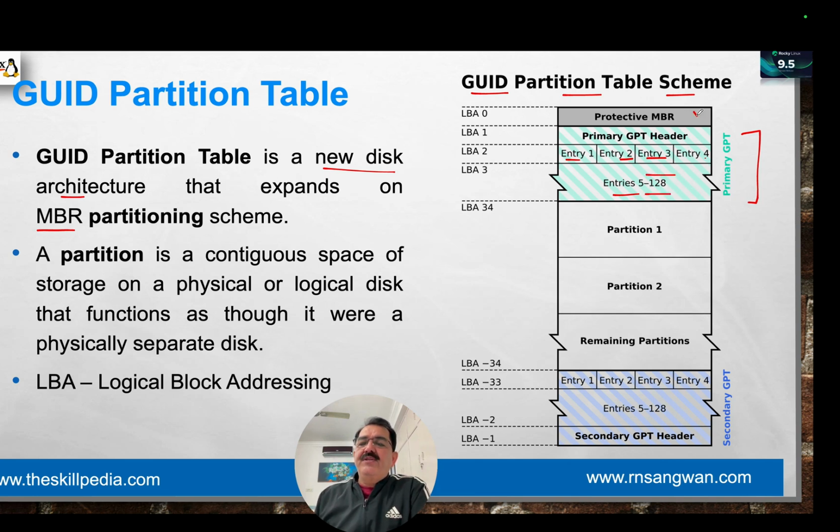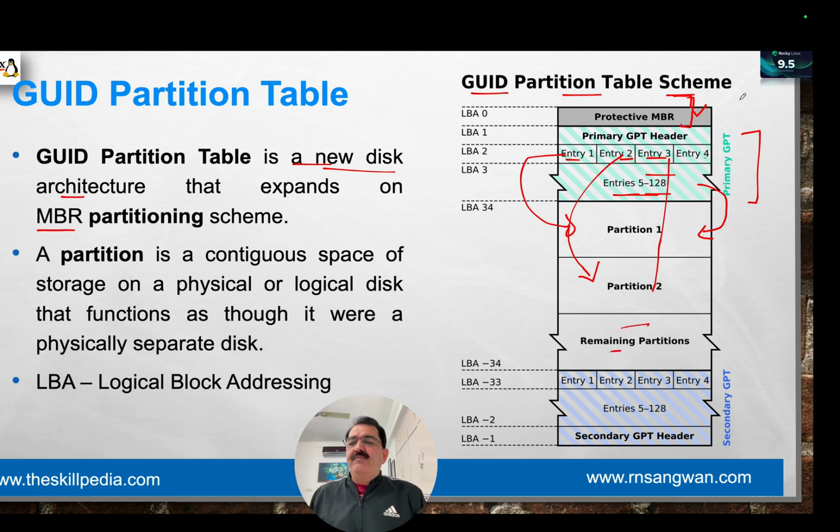And this is the first part, because it is an extension. Protective MBR is still there. Think of it that we have added extra pages for the indexing, extra pages for the reference to the chapter names. So protective MBR is still there, but we can have 128 more entries to point to the disk. Think of them as chapters. Entry 1 will point to chapter 1, entry 2 will point to chapter 2, entry 3 will point to chapter 3, and so on and so forth.